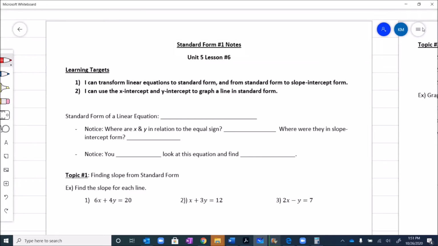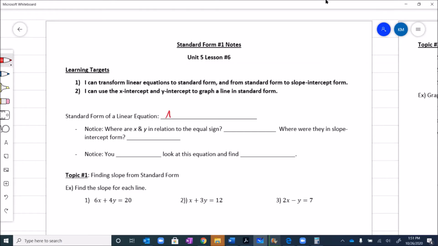Today we're going to look at standard form number 1 notes. At the end of this video, you should be able to transform linear equations to standard form and from standard form to slope-intercept form. You should also be able to use the x and y intercept to graph a line in standard form. Okay, here's standard form of an equation.